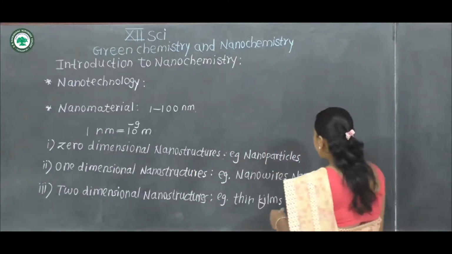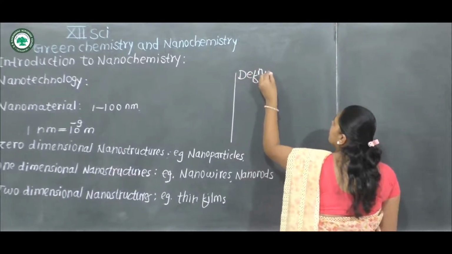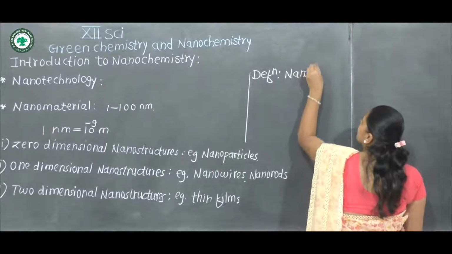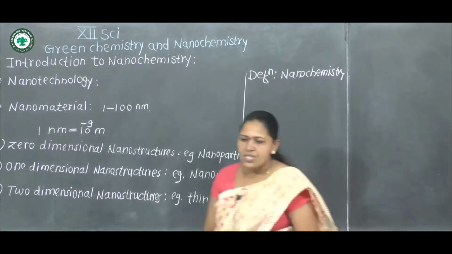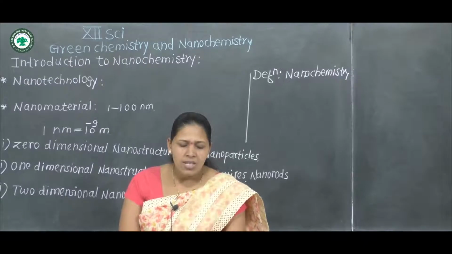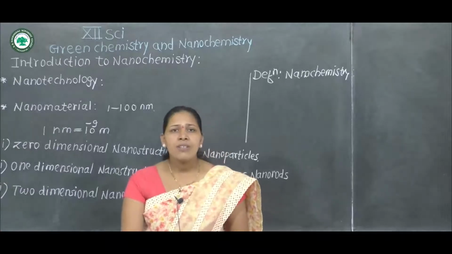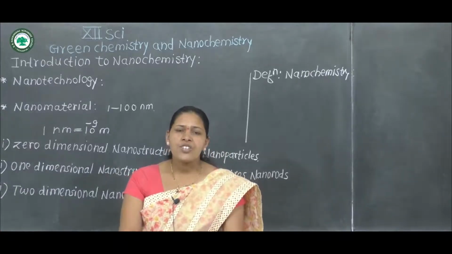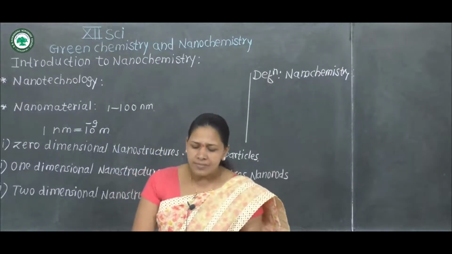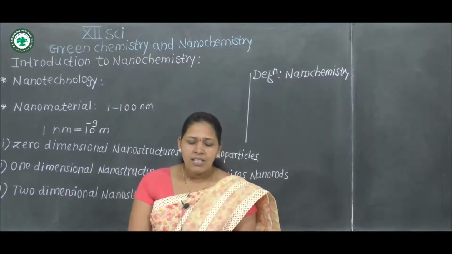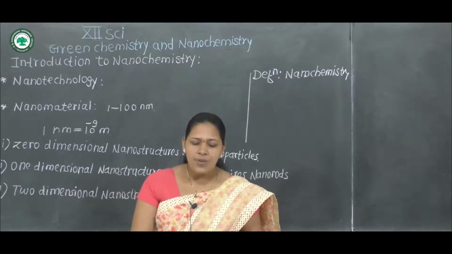Then next is the definition of nanochemistry. Nanochemistry is a combination of chemistry and nanoscience. It deals with designing and synthesis of materials of nanometer scale with different sizes and shapes.